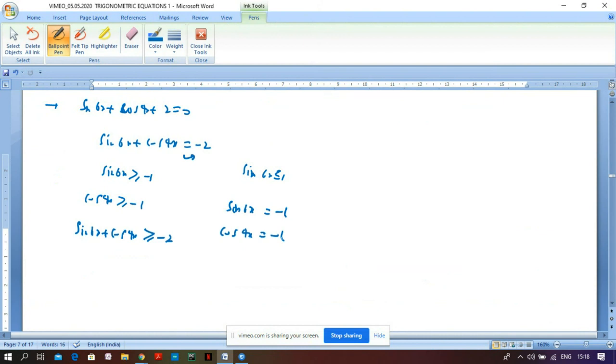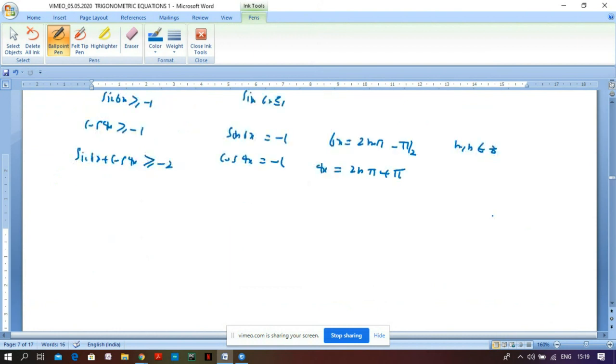Now sin 6x is -1, so I can solve it. And I will get 6x is 2mπ minus π/2. Remember, minus π/2. And I will use a different symbol, so 4x will be 2nπ plus π. Here m, n are both integers. Now I want a common value of x. This is a very important example, common value of x.